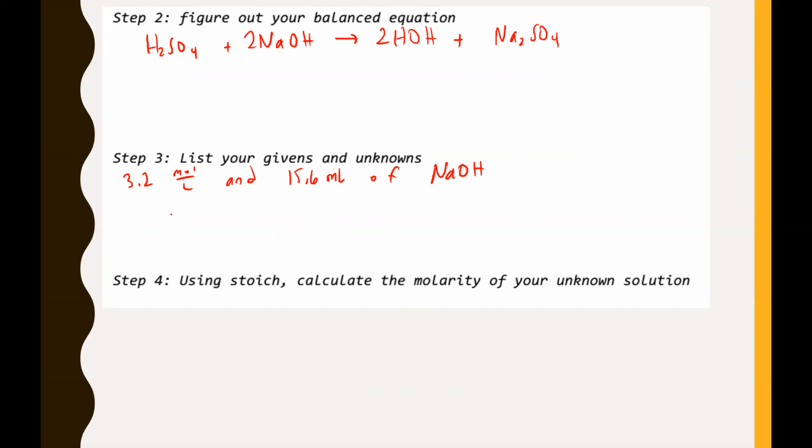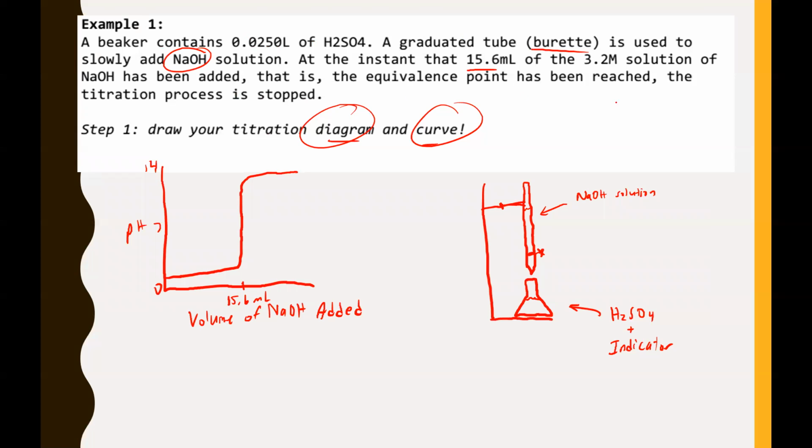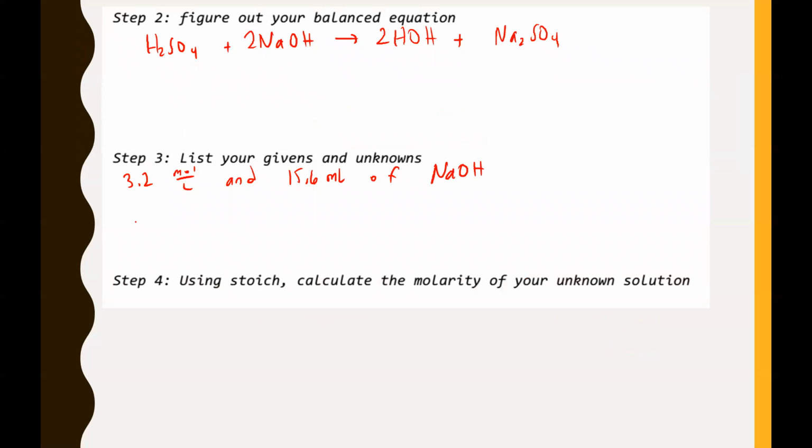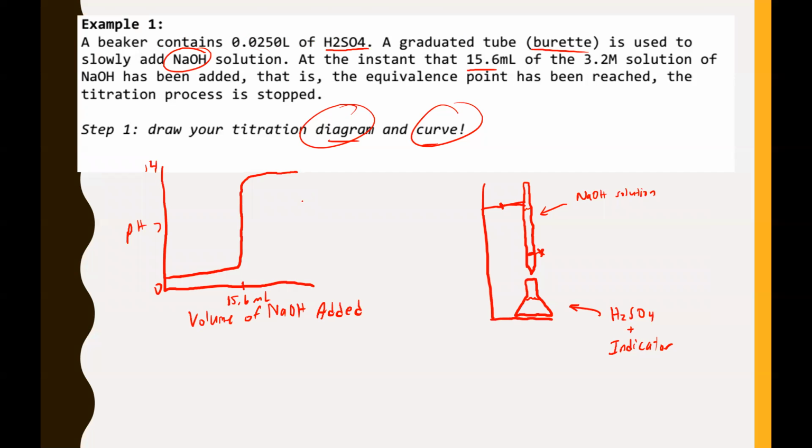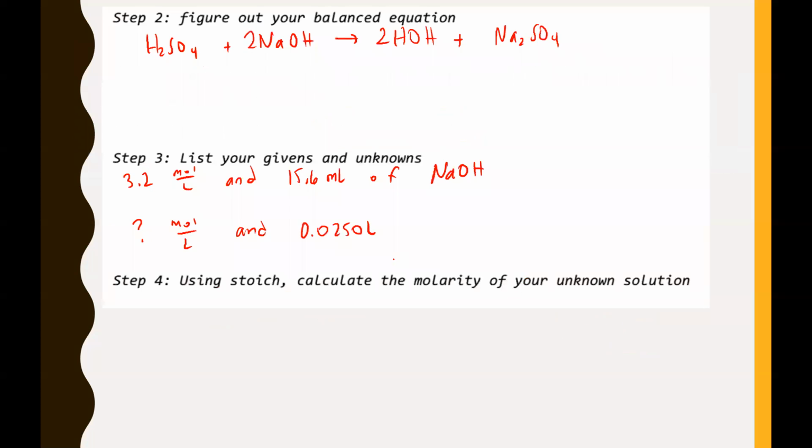What we don't know, however, is our concentration, certainly, because we probably should find that concentration of this. That's the whole point of a titration experiment. So we don't know our concentration, an unknown moles per liter, but we do know our volume of our H2SO4. That was 0.0250 liters. See right here. That was how much was actually in that flask, and again, that was of your H2SO4.